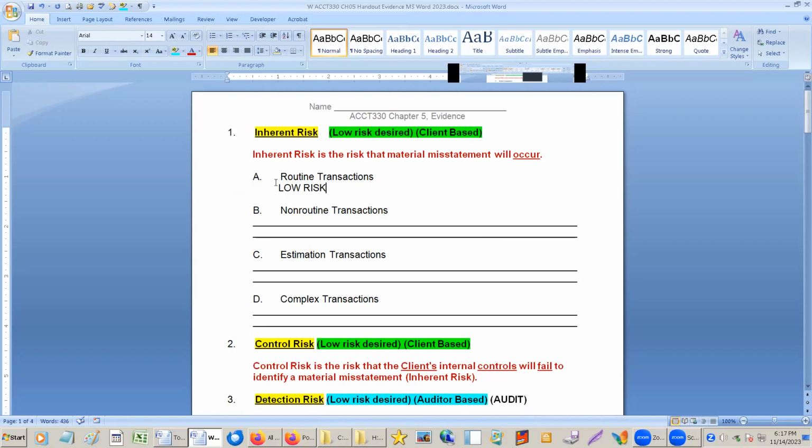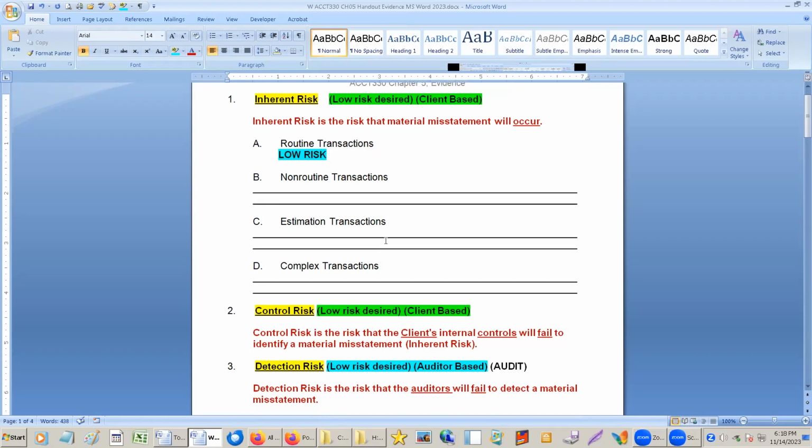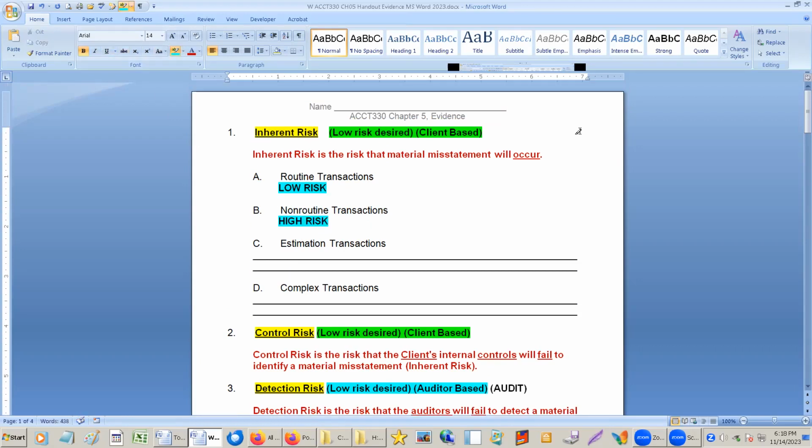It's unlikely, for instance, that at a cash register at Walmart there's going to be a problem with any of those transactions. So routine transactions, things that happen every day, those are generally going to be low risk. Non-routine, low or high risk? High risk. Yep, something that's non-routine is high risk.